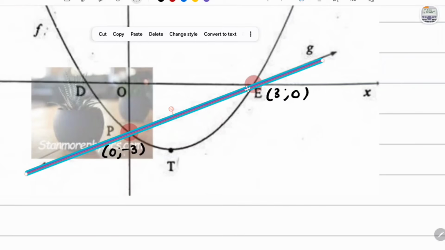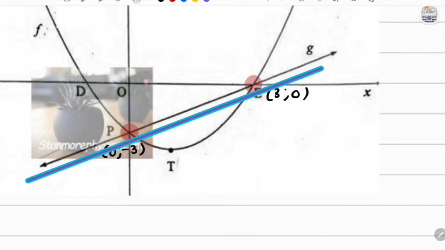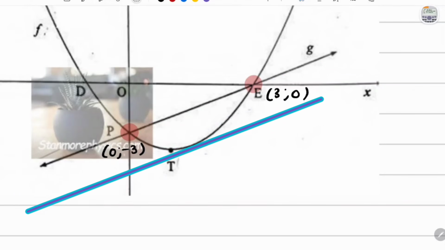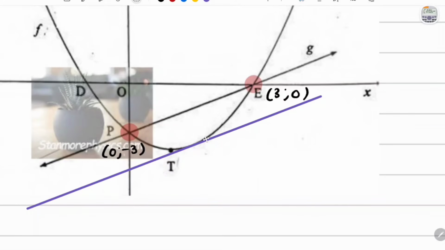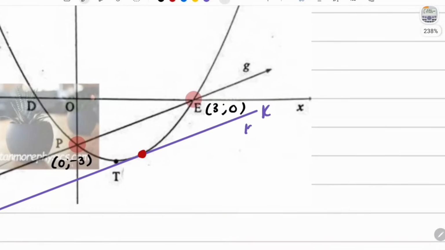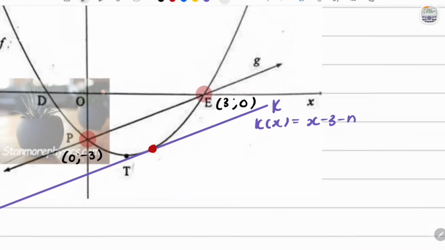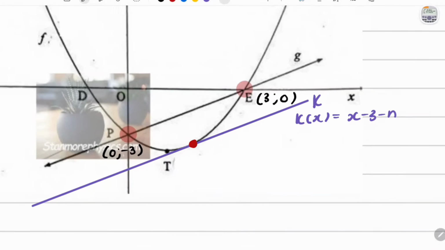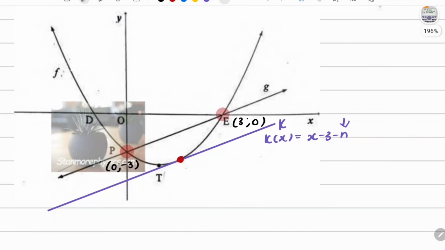If let's just say that this was k, we just have a straight line like that, and that is k. So since we have that this graph is moving down, they want us to tell them the value of n for which this graph is going to be a tangent to f, meaning it must only pass at one point. Okay, so all we have about this graph k is that its equation kind of looks like this. K of x is equal to g of x minus n, which is of course x minus 3 minus n. So it has the same gradient as this. We need to find now the value of n for which this graph is going to be a tangent to f. So first and foremost, for it to even be a tangent to f, it needs to touch f once.